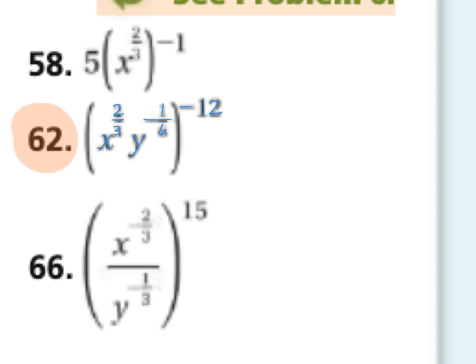Okay, so for this one, you have a couple options. It's a -12th power. You could flip the whole thing right away and make it a positive 12th power. That's what I would do. I like to get rid of the negative right away. So I would go 1 over, and now I'm going to distribute a positive 12 to both of these, right? We're going to ignore that because we're flipping it to the bottom.